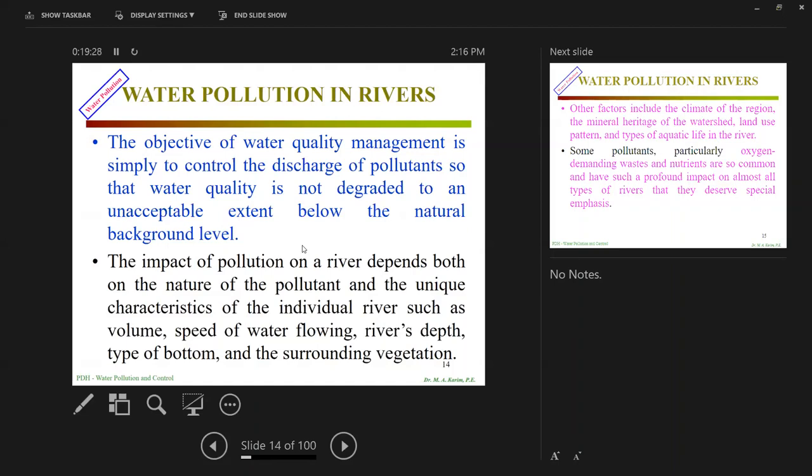So the impact of pollution on the river depends both on the nature of the pollutant and the unique characteristics of the individual river, such as volume, speed of water flowing, the river's depth, type of bottom, and the surrounding vegetation. So all of those are factors that affect the impact of pollution on the river.